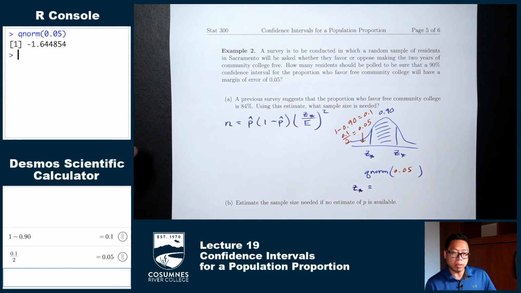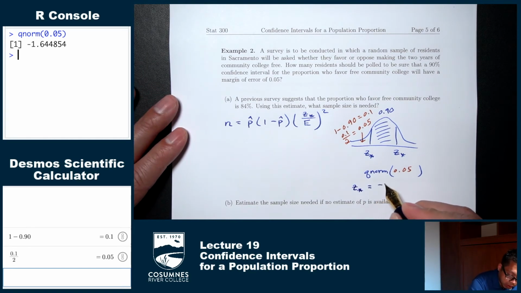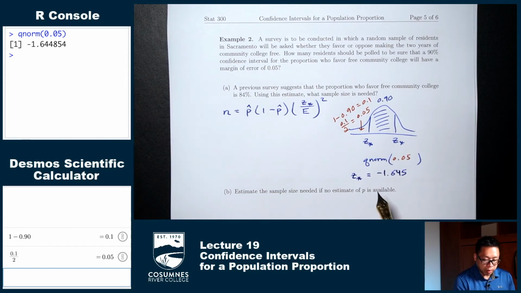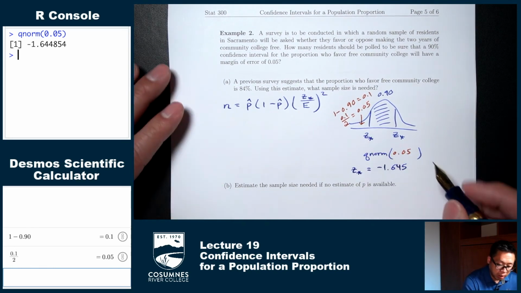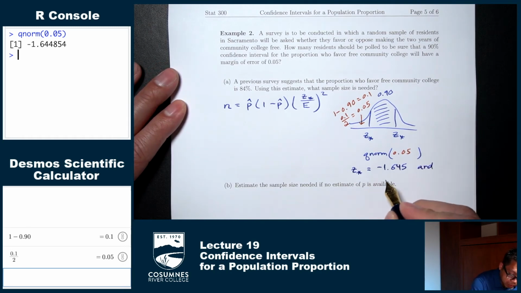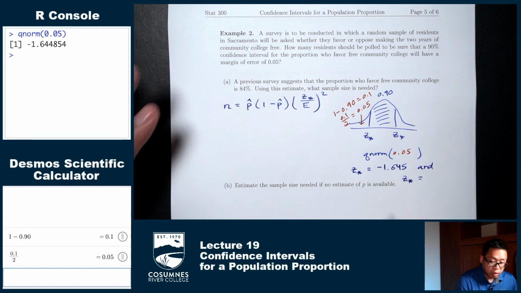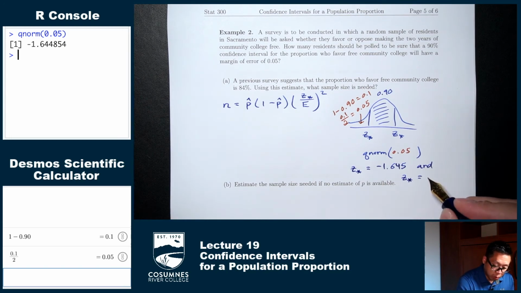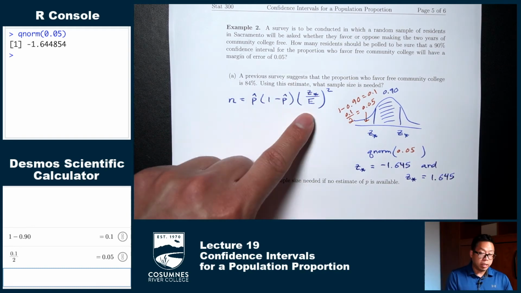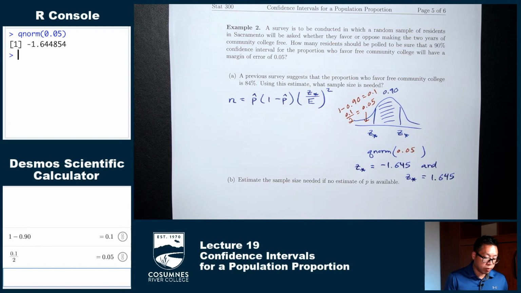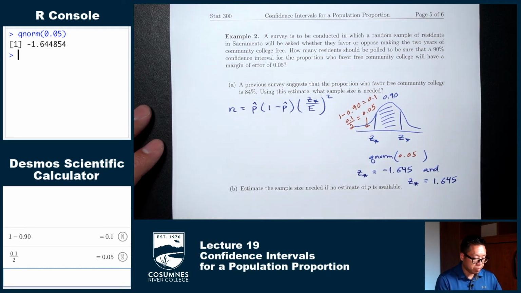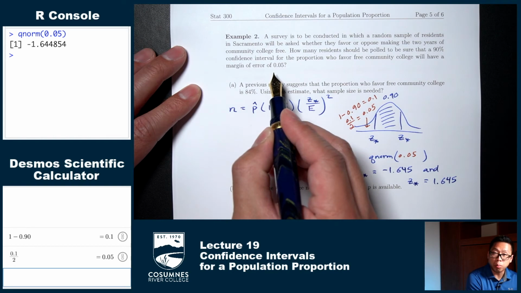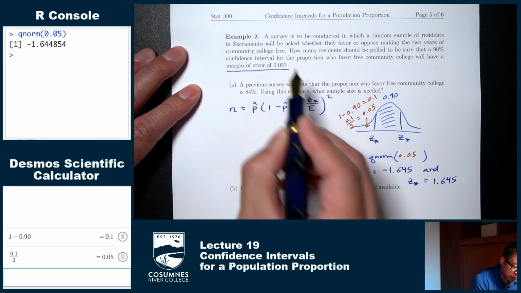So z star here, rounded to 3 decimal places, is negative 1.645. And from my picture, I expect 2 z stars. The negative 1.645 is the one on the left. The one on the right should be the positive version of that, so positive 1.645. Okay, that's z star. E is the margin of error. What margin of error am I using here? Margin of error 0.05. So that goes in for the E.